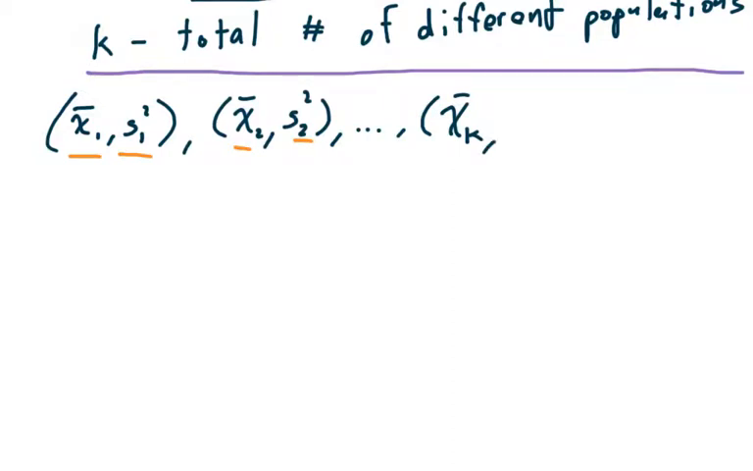Thus, we have to have a sample from each one of these populations. And therefore, in our example, K is 4. There are 4 different populations. So we would just have the sample mean and the sample variance for each one of these different values. If K is a different value, you'll have a different number of these pairs, but for each one of the samples, you're going to compute its mean and its variance.